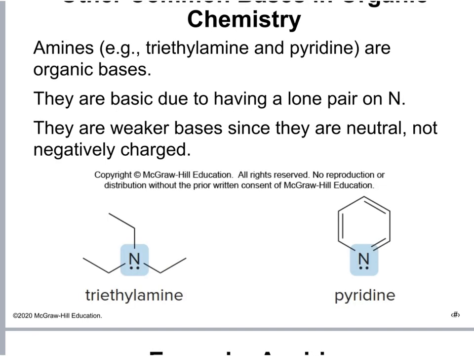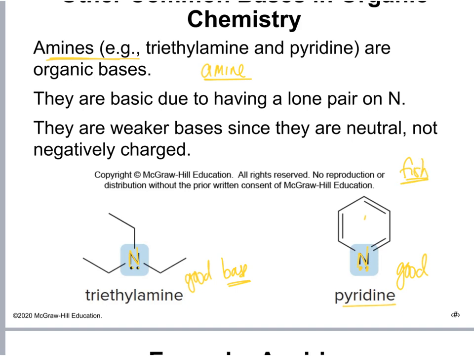A lot of your organic bases have a nitrogen, they're amines. So when you start learning your Lewis structures, you'll see that they don't have a charge, but that's a lone pair. Pyridine is a good base, and triethylamine is a good organic base. They kind of smell like fish, rotting fish.